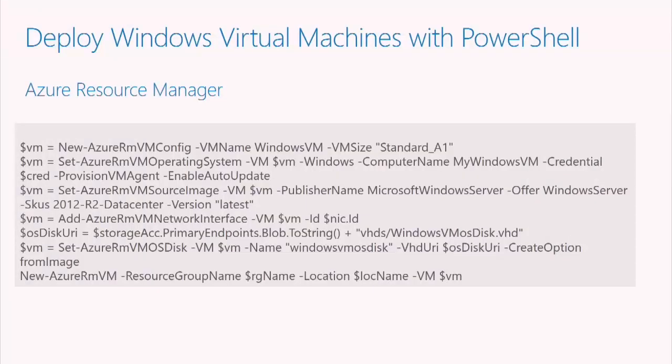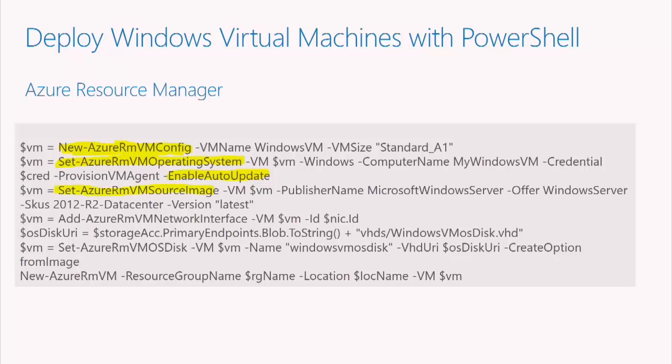Now, here's a similar thing, but using virtual machine creation using Azure Resource Manager. So these are the AzureRM commandlets, again, want to make sure we call that out. Again, we're creating a new config. We just kind of want to walk through this process. We're going to set the operating system on the configuration. One of the things we're doing is enabling auto update in the operating system. We're going to set the source image. So this is the image that it's actually going to come from.